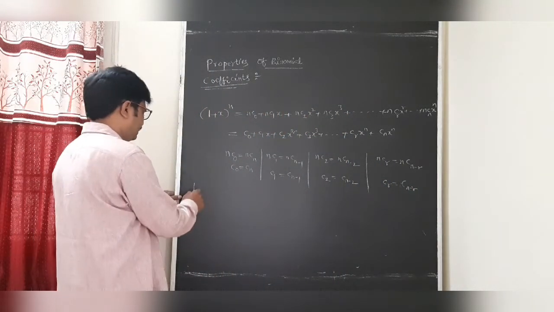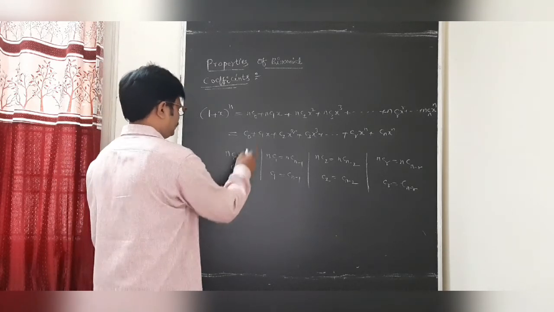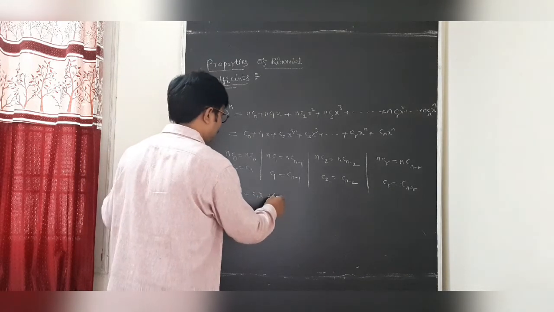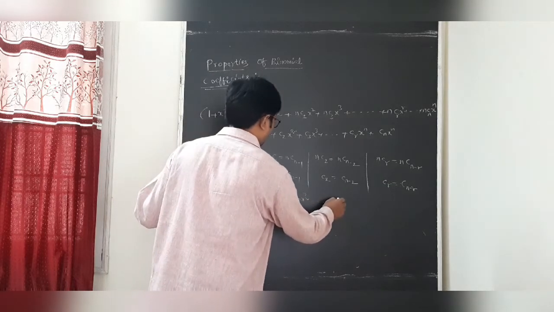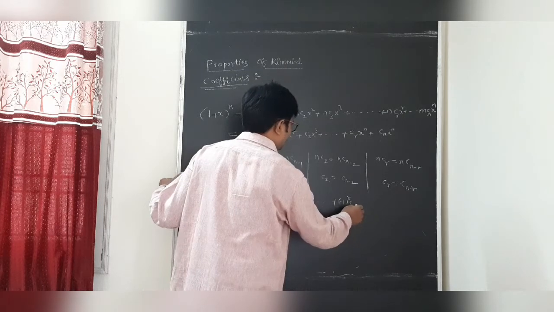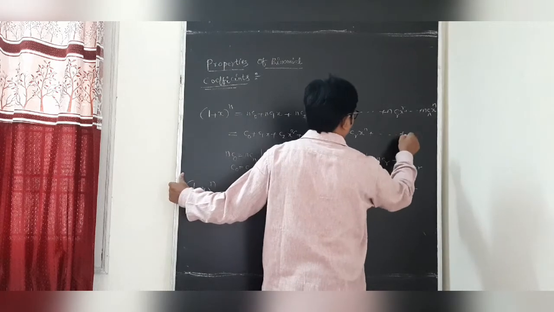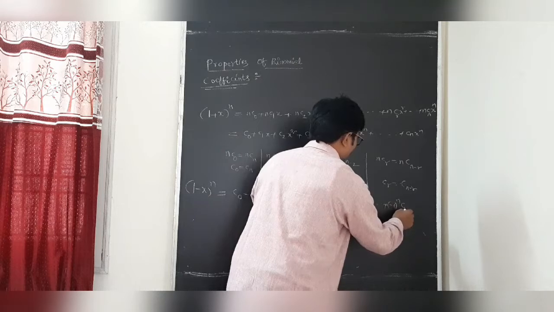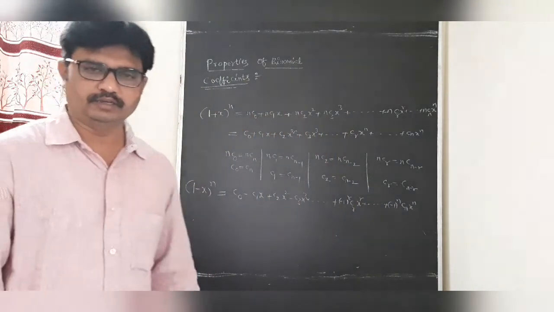Okay, students. After that, (1 - x)^n. What is this, students? We can write it as C0 - C1 x + C2 x squared - C3 x cubed, and so on, (-1)^r Cr x^r, and so on. The final term is (-1)^n Cn x^n. These are the standard binomial expansions. Okay, students?